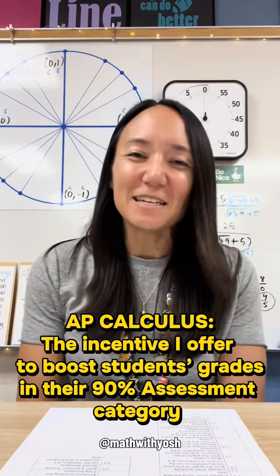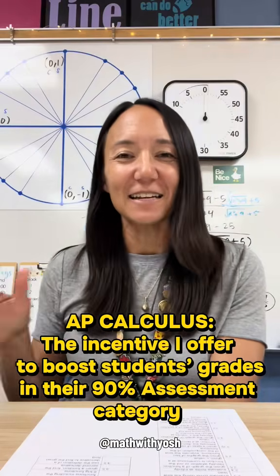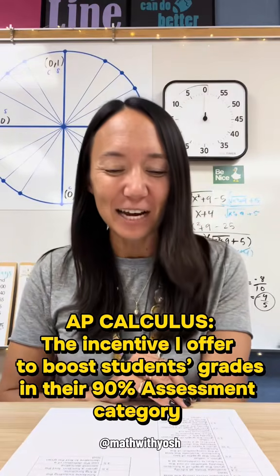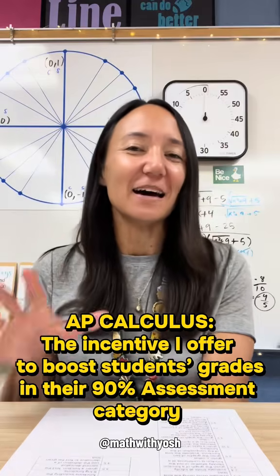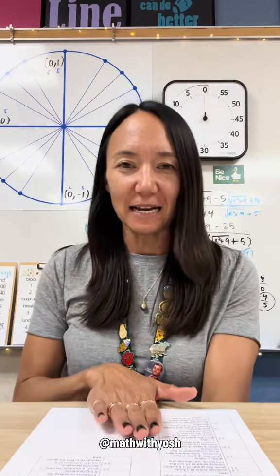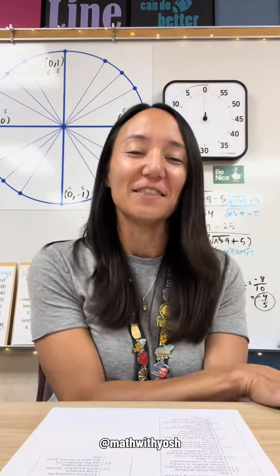Hey guys, so I had some great questions about my grading policy. It is 90% assessments, and then 10% goes towards their notebook checks. The way the assessment category works is we'll do 2 unit tests and then a cumulative test, and then we'll do it again. We'll do 2 more unit tests and then a cumulative test.